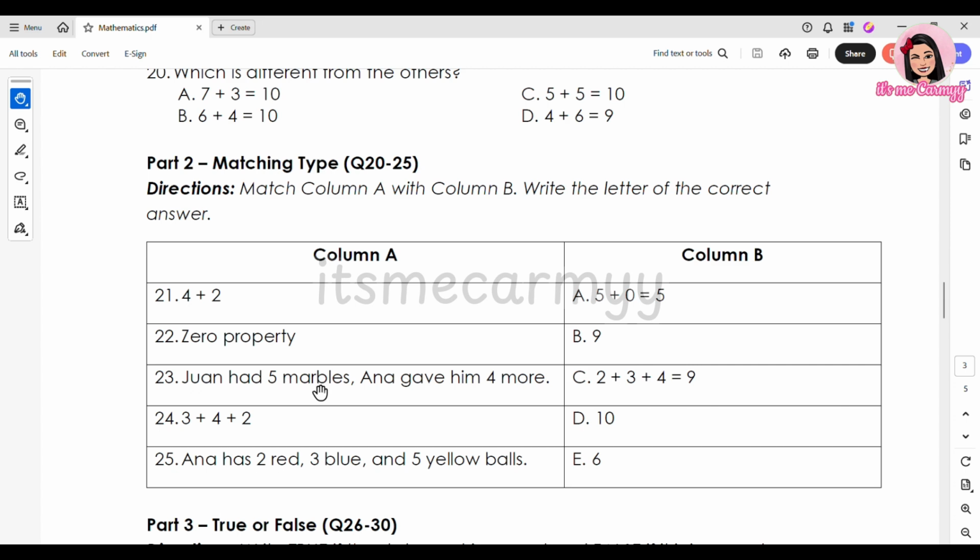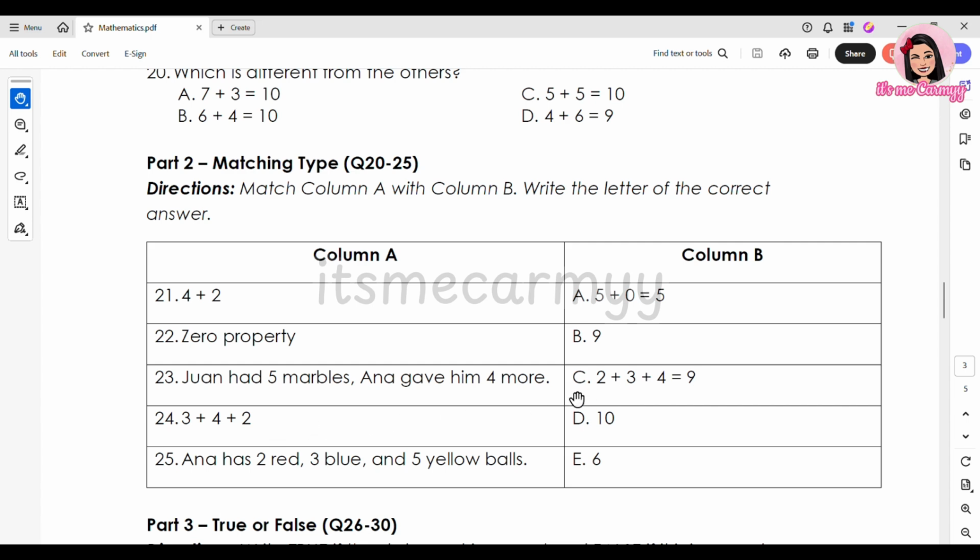23. Juan had 5 marbles. Anna gave him 4 more. 5, 4, 3, 2, 1. The correct answer is letter B. 9.